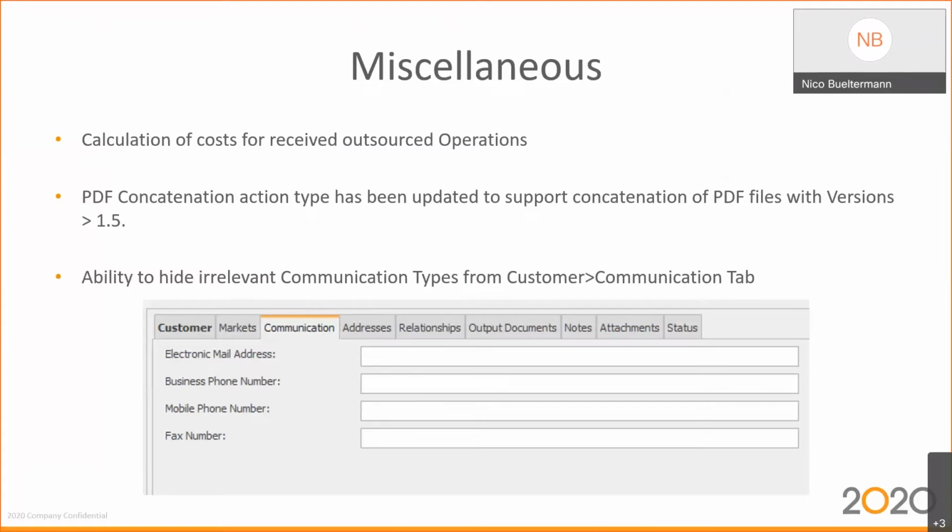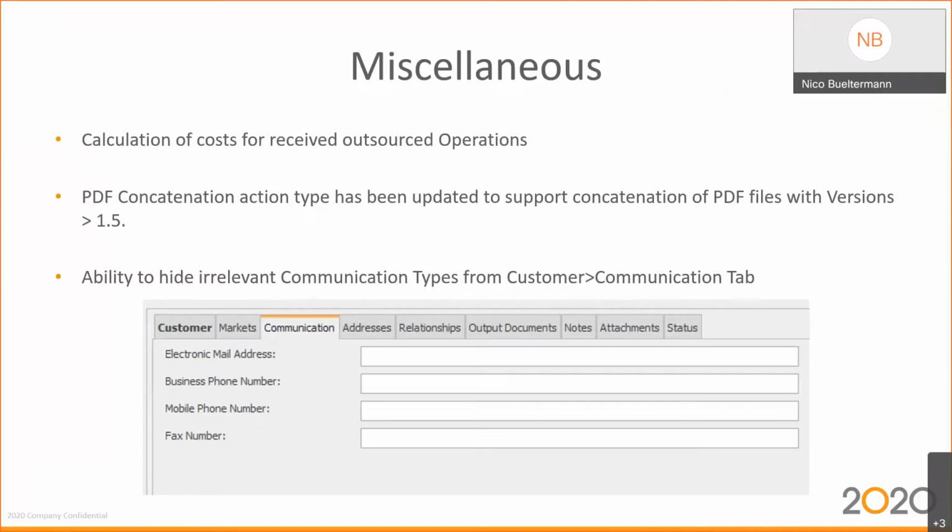Next, we have also updated the PDF concat action type that allows you to merge individual PDF files into one. For example, if you'd like to merge the sales order confirmation with PDF files and technical drawings, let's say coming from 2020 design. And this action type now allows to merge PDF files with PDF versions higher than 1.5. For example, any PDFs that are generated by Reporting Service 2019 is generated with PDF version 1.7, I think. So it was important to update this action type.